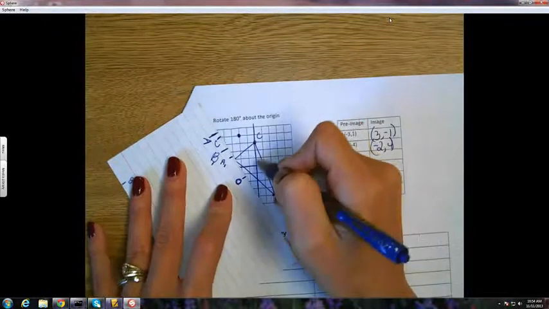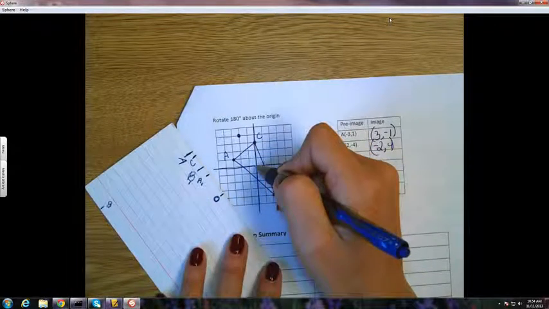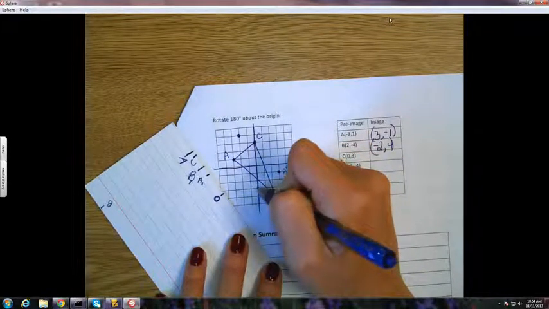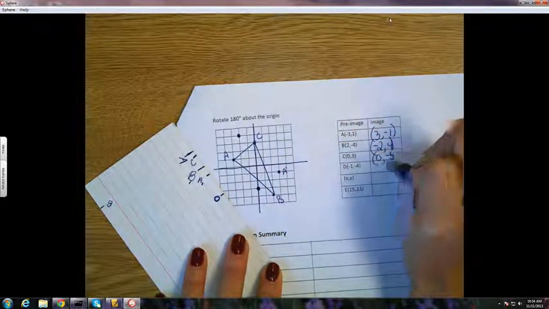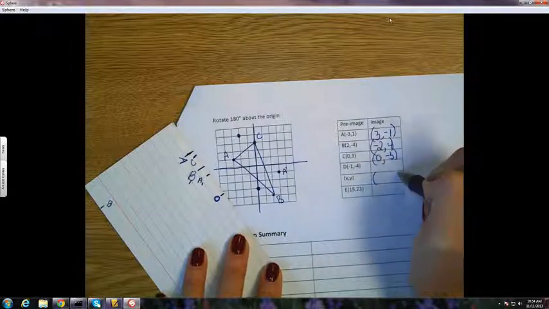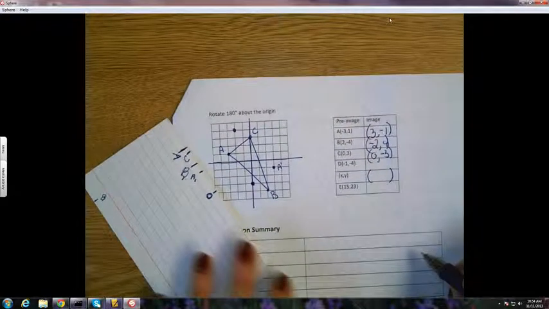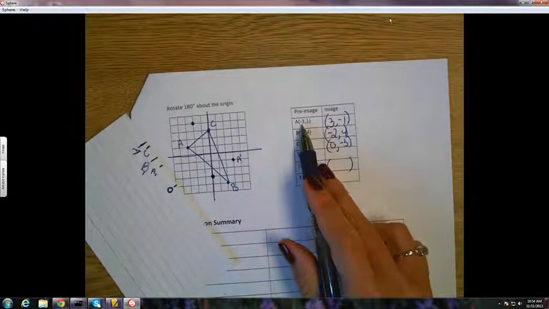0, 3, that's like my pen. Where's that going to land? 0, -3. What's the pattern? Yeah, keep them in the same order, but take the opposite of both of them. -x, -y.